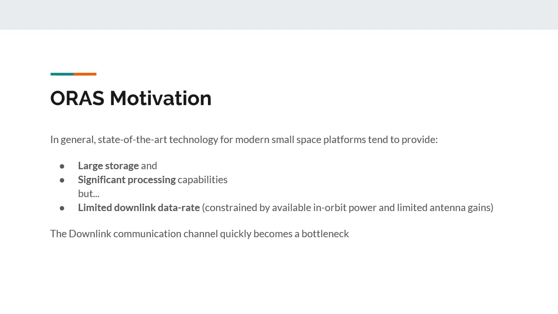But what we are not seeing is a corresponding increase in the data rates for downlinking large volumes of data from space. Again, this is constrained by available in-orbit power and limited antenna gains, which basically limit the channel throughput that can be obtained from a given CubeSat. This does not necessarily have anything to do with RF technology or communication protocol limitations, but with physical limitations typically seen in CubeSats. As a consequence, we have a downlink communication channel which quickly becomes a bottleneck in any type of satellite architecture.